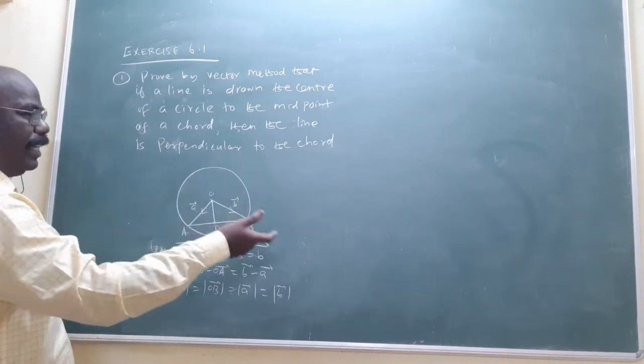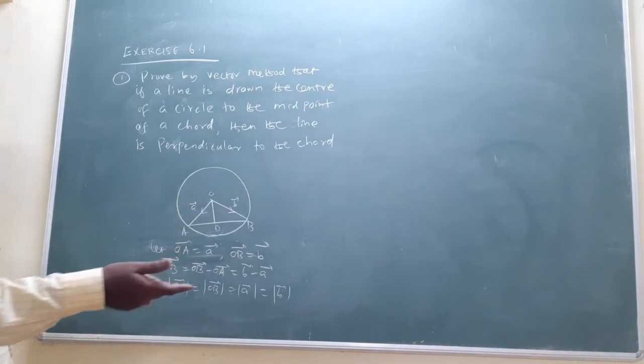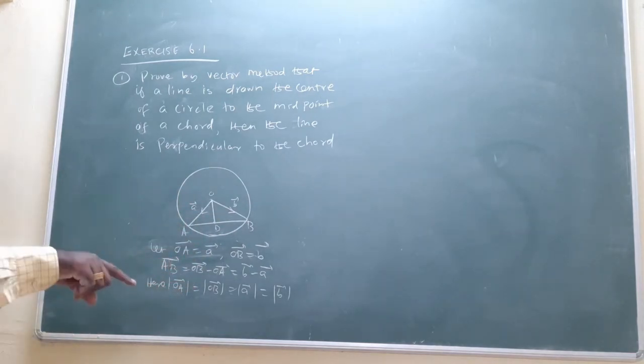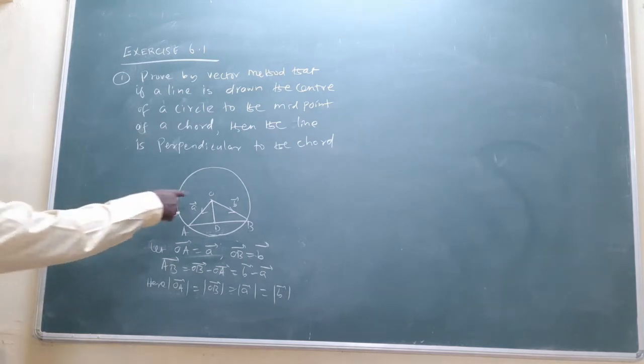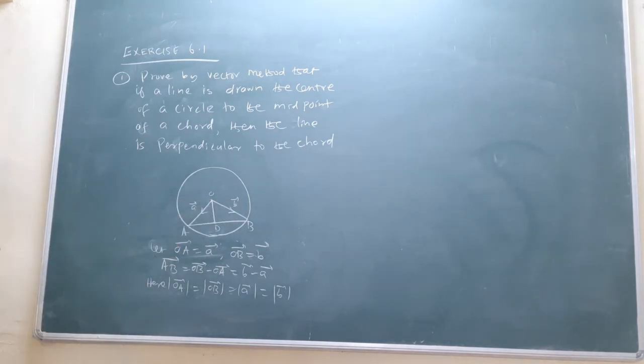The vector may be changed. So i plus j plus k. One more vector, i minus j minus k. But the modulus is always root 3. In this way, modulus will be equal. Vectors may be different, but both are radius. That's why their modulus will be equal.